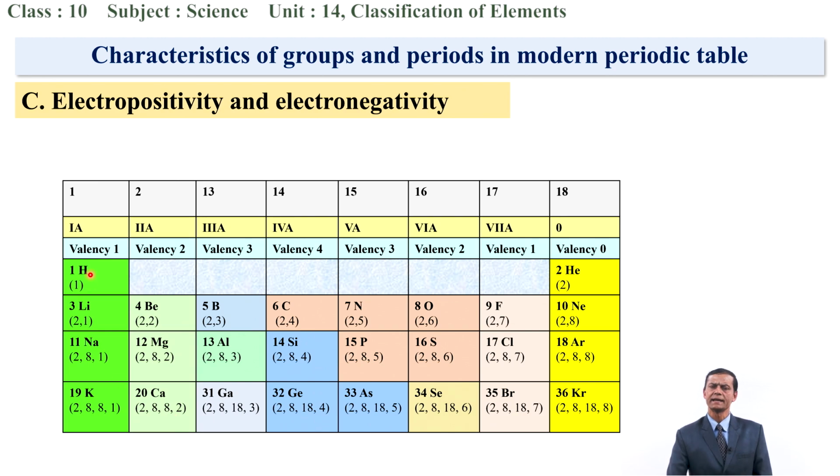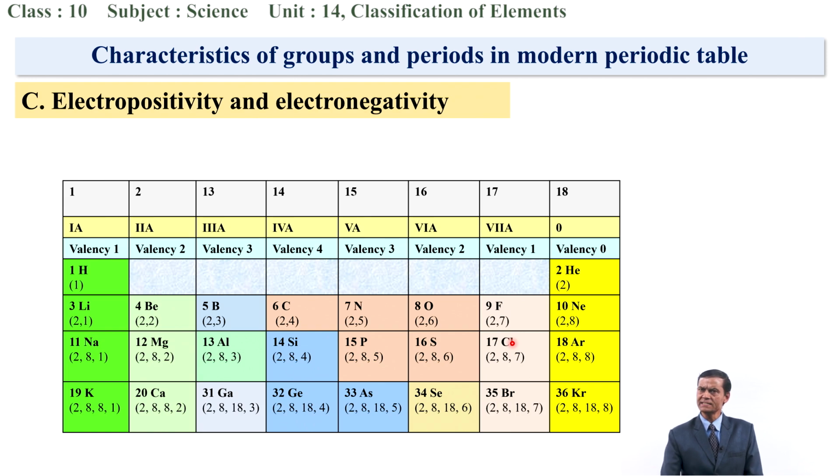So in this trend, positivity increases from top to bottom in a group, but positivity decreases from left to right in a period, because on the left-hand side metallic elements lose electrons, but on the right-hand side they don't lose electrons, isn't it? They gain electrons on the right-hand side, that means non-metallic. So this is the trend in electropositivity.